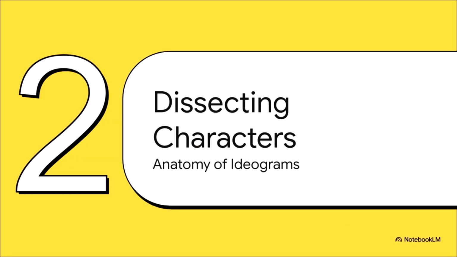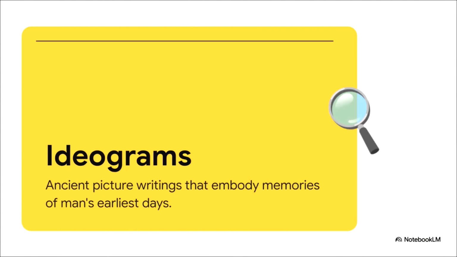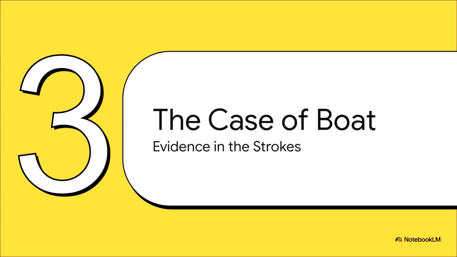Moving right along to Section 2, dissecting the characters, the anatomy of ideograms. Now, the Chinese written language is fundamentally different from phonetic alphabets like English. It's based on ideograms. Ideograms are essentially ancient picture writings, and the authors' entire thesis rests on the fact that complex Chinese characters can be broken down into simpler constituent parts, which are known as radicals. By isolating these individual symbols, the authors argue we can uncover the original embedded meaning, literally the ideas behind the grams.